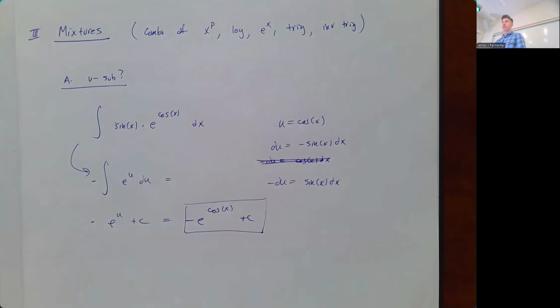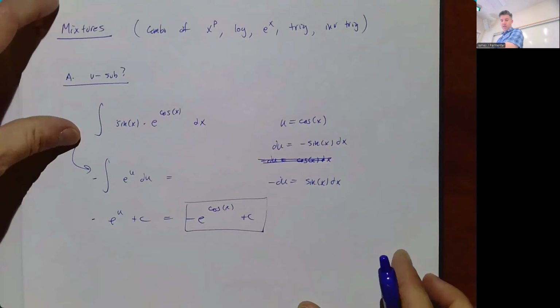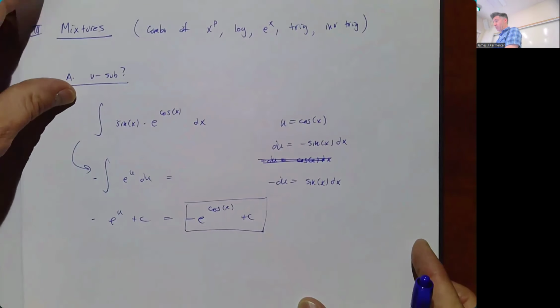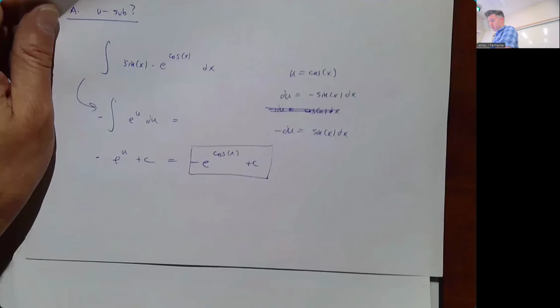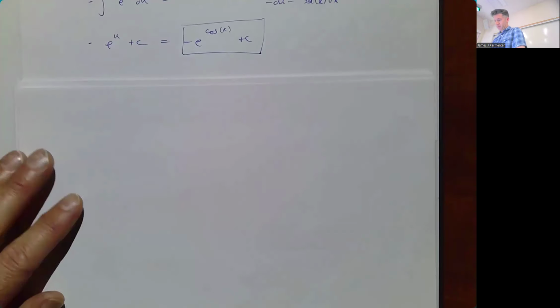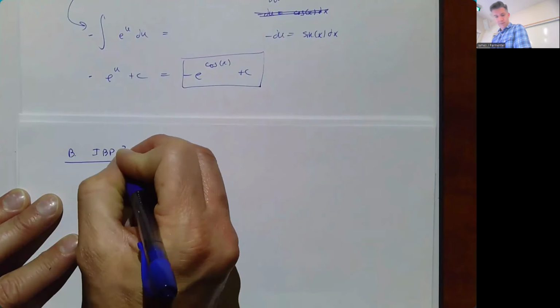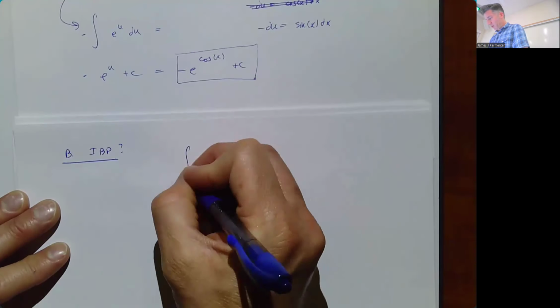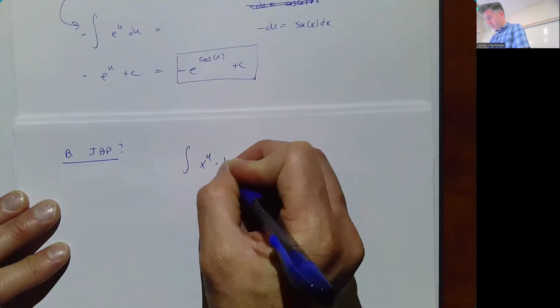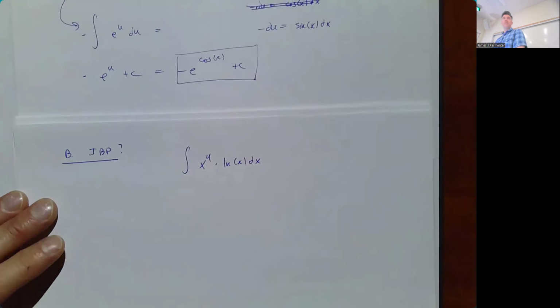That would be our integral. So typically, if you see a function in another function, that's a good sign that we should try a u sub. Versus if we have something where it looks more like things multiplied together, like for example, the integral of x to the 4th times natural log of x.